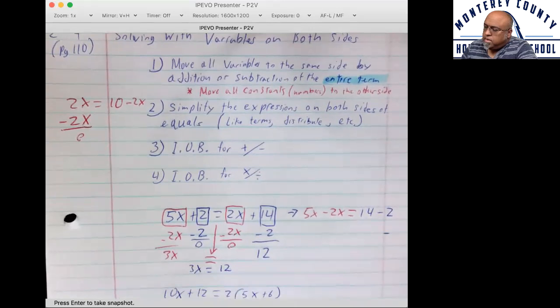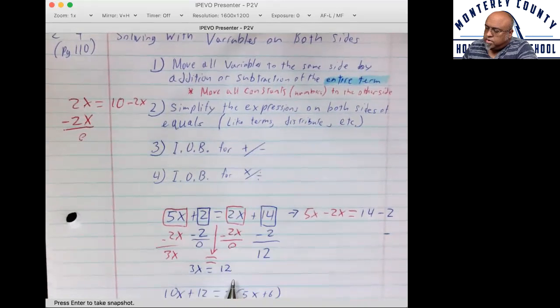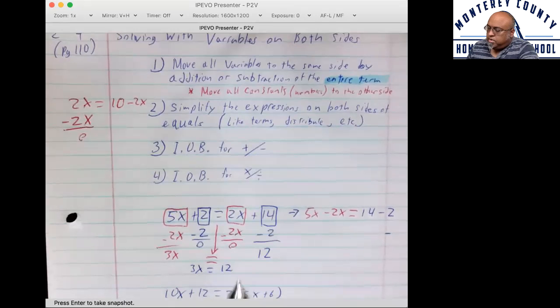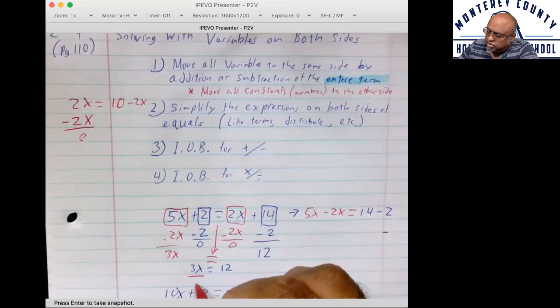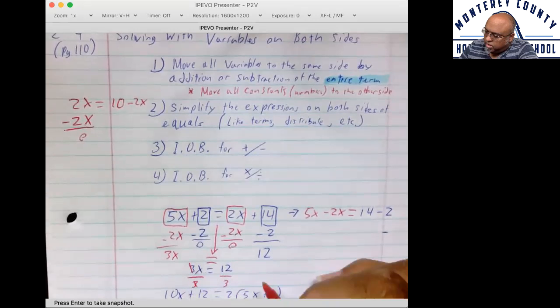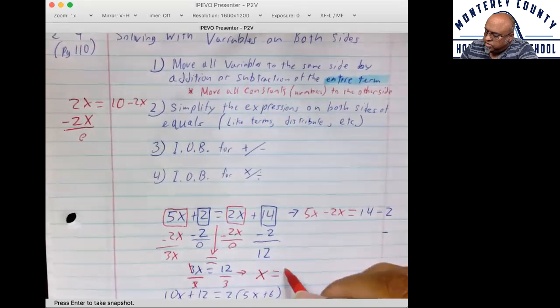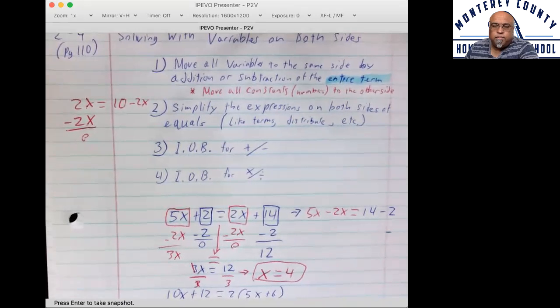So then the next step is IOP for plus and minus. I don't see any plus and minus other than what I've already done and completed. Then IOP for times and divide. In this case, I have multiplication, so I must divide to unmultiply. 3 divided by 3 is 1. 1 times x is x. 12 divided by 3 is 4. So there's my solution. X equals 4.